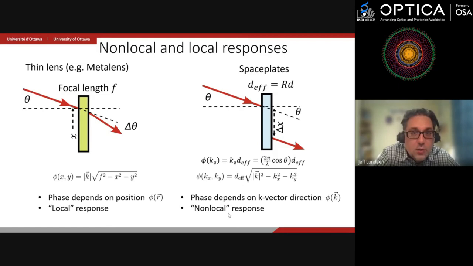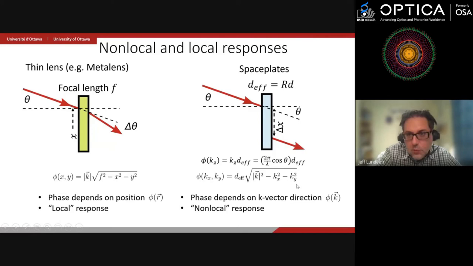Okay, another way of looking at this is in terms of the phase that they're impressing. It turns out there's this exact analogy between the phases that a space plate and a lens implements. In the small angle paraxial approximation, a lens implements this phase. So the phase grows spherically around an X, and the phase only depends on the position the light hits. The phase at a position only depends on the light at that position. So we call that a local response.